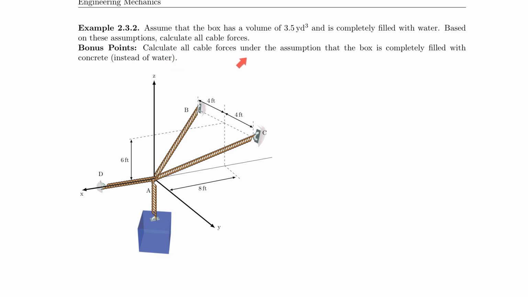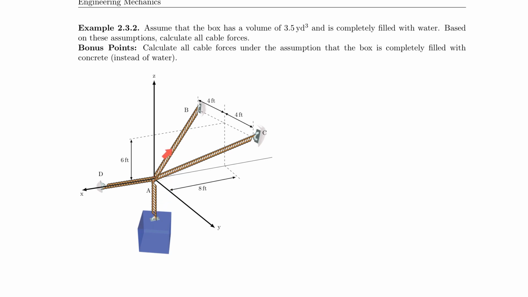And then later on, there's a bonus point for assuming that the box is filled with concrete instead of water, of course. We'll talk about that at the very end. So let's only focus on the actual initial problem. We have this box here, which is suspended on a cable that is completely vertical and only directed along the z-axis. But we also have cable AC, AB, and AD. Let's talk about AD first, because that is probably the simplest one, because it has only a force in the x direction. So that one does not contribute in the uplift of the box.